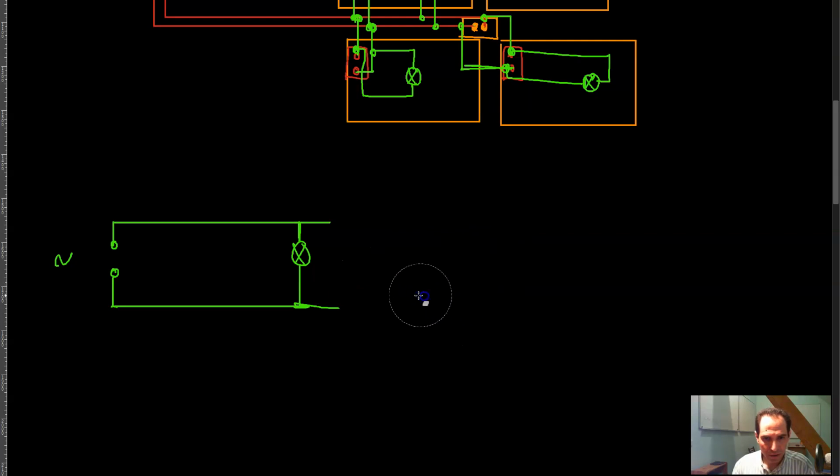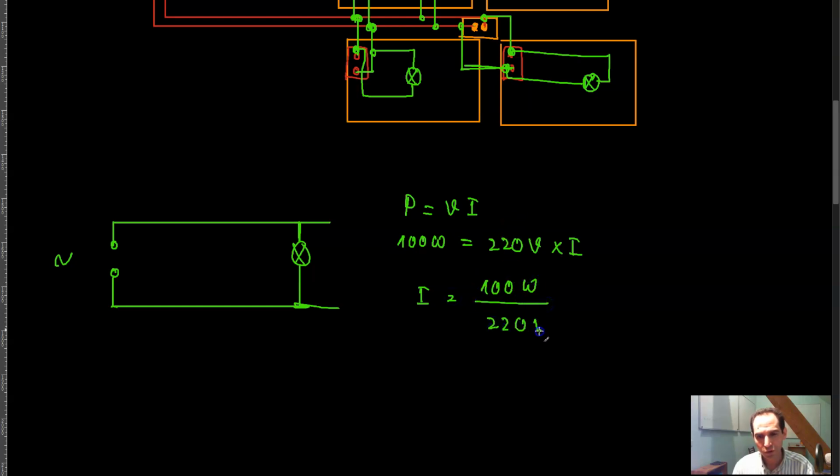Now, suppose that there was only one lamp in my circuit. The current going through this lamp you could simply calculate. P is equal to VI. So suppose, for example, this is a 100-watt lamp and your supply voltage is 220 volts, so 100 watts equals 220 volts times I, so I would be equal to 100 watts divided by 220 volts, which is basically 10 over 22, which is 0.45 amps, or 450 milliamps, with 2 significant figures, of course, but that's not really important here.